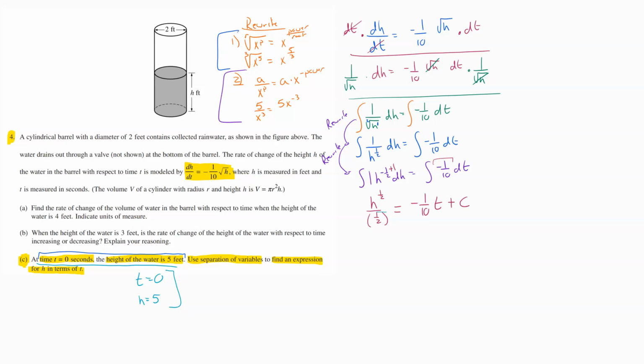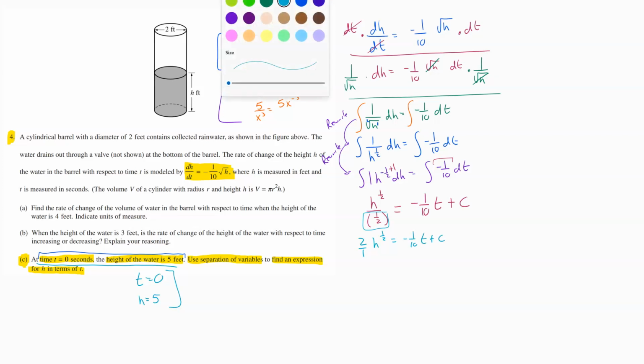I would do one little move of algebra before I get going. Again, it's better to do these little moves ahead of time, and it'll just make your life easier. So this 1/2 on bottom, you actually would flip that. This would be a 2 over 1 times h to the 1/2 equals negative 1/10 t plus c.